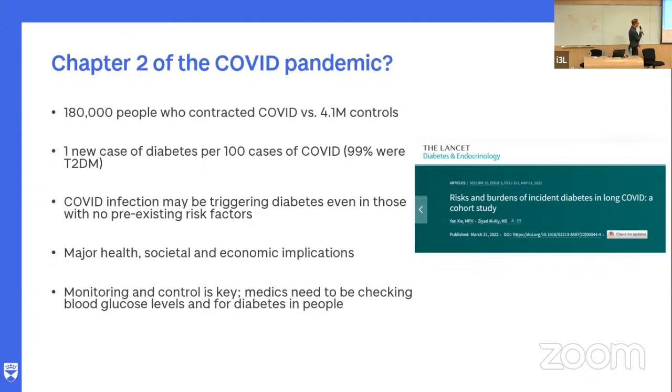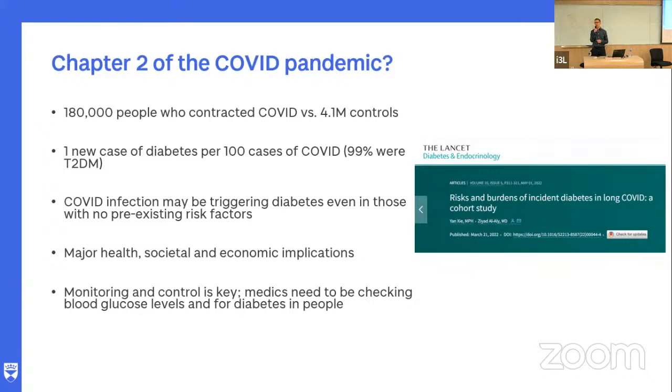Next slide. This is a study that was conducted, I think, in March last year, where we did a data analysis looking at 180,000 people who had been infected with COVID and compared outcomes against 4 million control subjects. We found that of those that had been infected with COVID, 1 in 100 developed type 2 diabetes. So there's 1 case of diabetes for every 100 cases of COVID infection. Back to the earlier stats that I showed, that already 1 in 10 of the global population have diabetes.